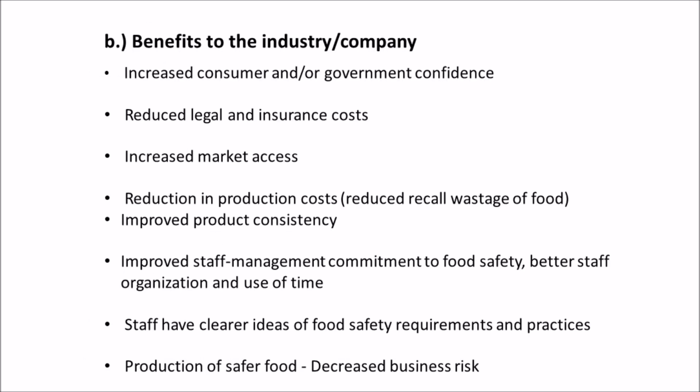So benefit for industry, these are the ones: improve staff management commitment to food safety. Staff have clearer ideas of food safety requirement and practices. Production of safer food, decrease business risk, or the recall of product. These are the benefit of having halal and HACCP program to the company or industry.